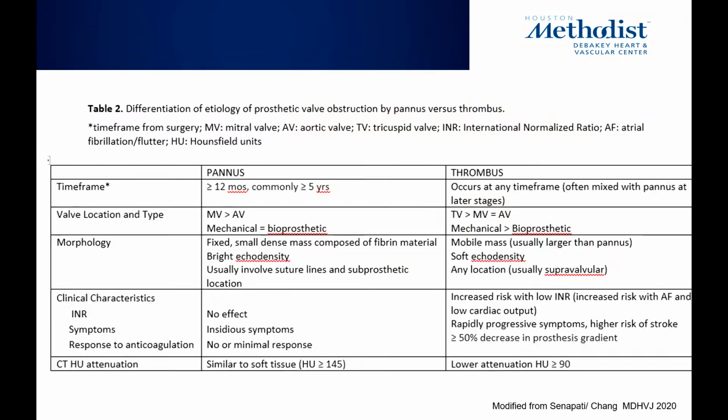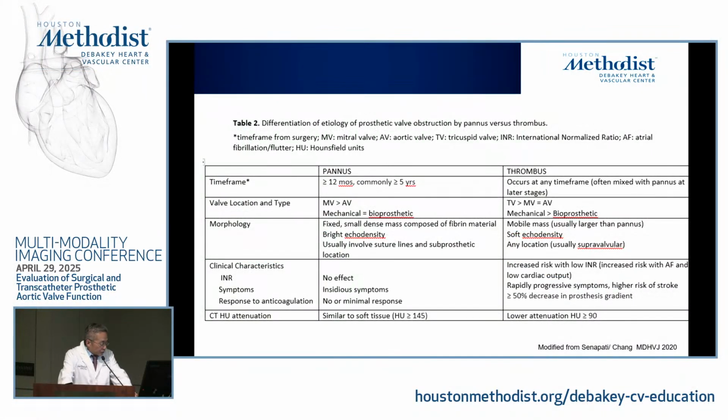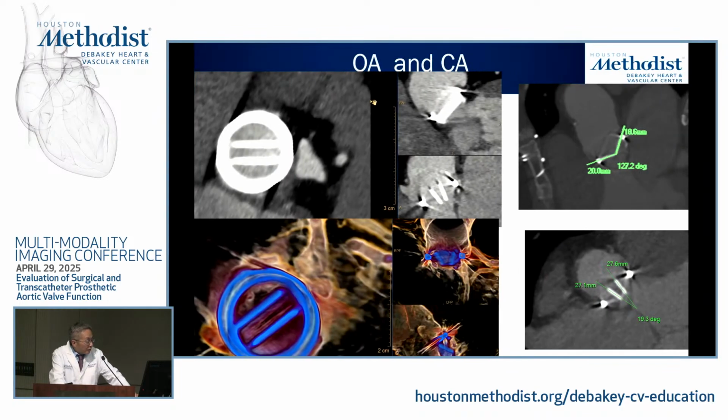Okay, so how do you differentiate pannus versus clot? Pannus is usually a more chronic complication, and clot can happen anytime depending on the level of anticoagulation. And usually the location is subvalvular for pannus, and supravalvular or anywhere else for clot. And the Hounsfield unit is lower with clot and higher with pannus because it's inflammatory tissue. But I think this is a general assumption, and it often works quite well.